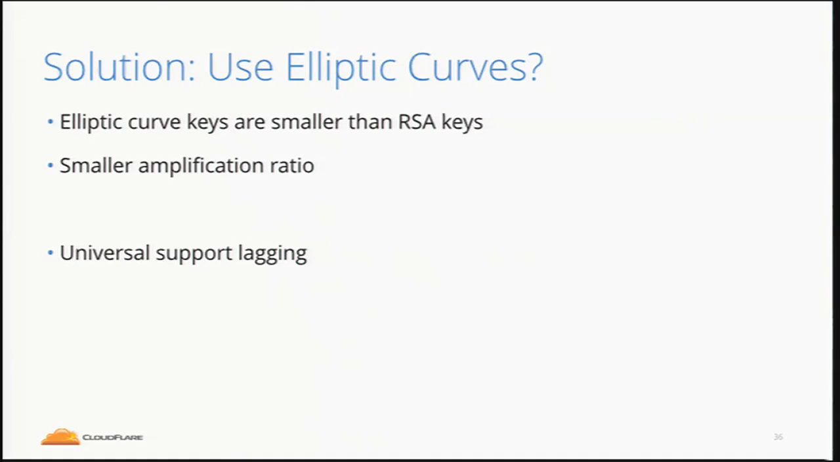Earlier this year, there was an NTP reflection attack. People stopped using DNS for doing amplification attacks. They switched over to using another protocol that had a higher amplification ratio. So if you can keep the amplification ratio down, you can keep this from being abused. But universal support for this is also lagging.